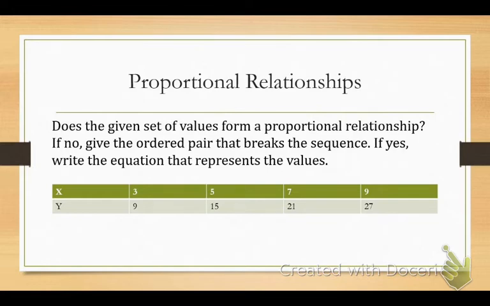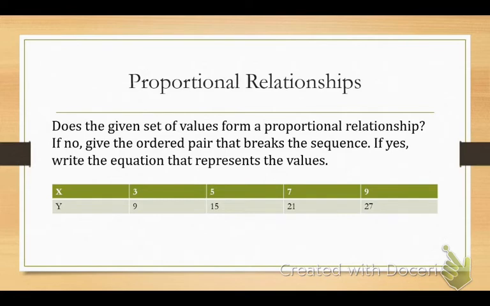So what operation gets me from 3 to 9? Times 3. So now all the other sets have to be the same operation for it to be proportional. 5 times what is 15? 3. 7 times 3 is 21. And 9 times 3 is 27. So this pattern of multiplying by 3 is consistent across all of the ordered pairs. They are all the same, which means I do have a proportional relationship.